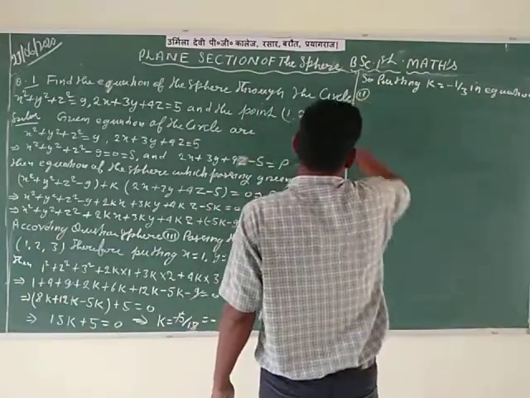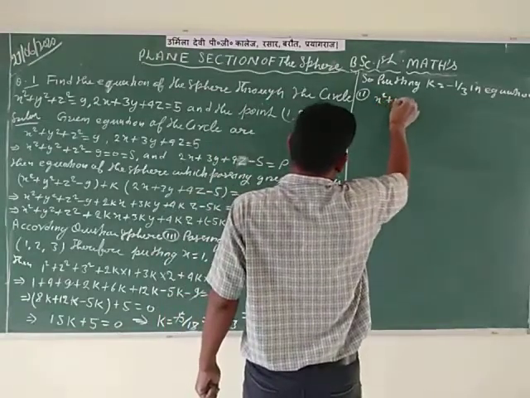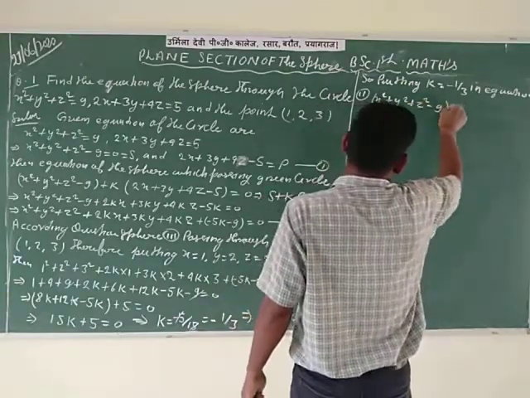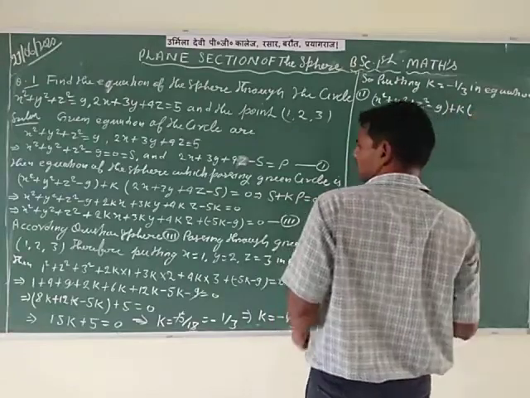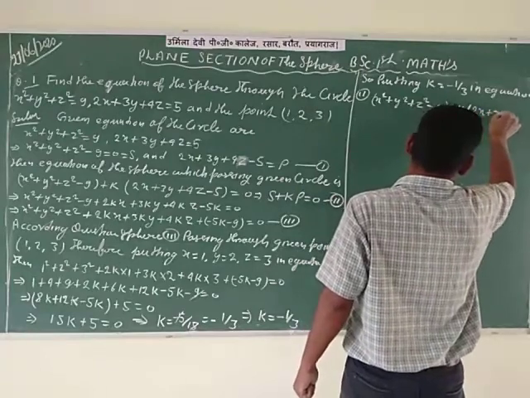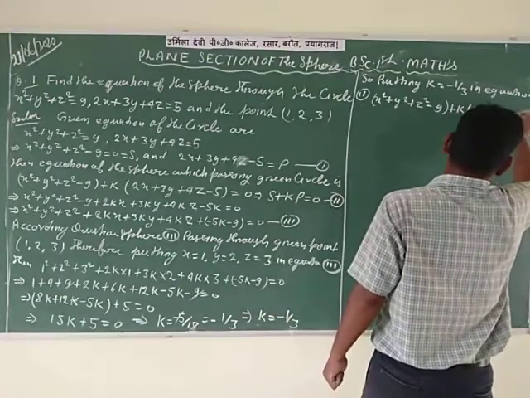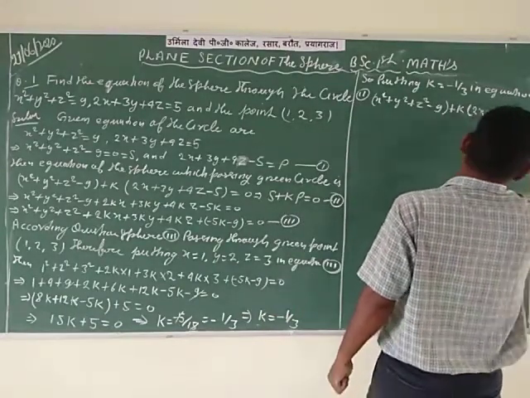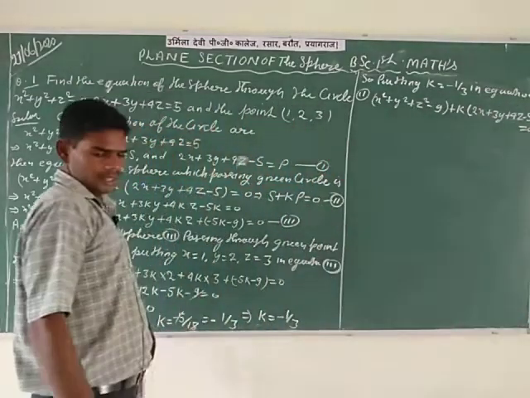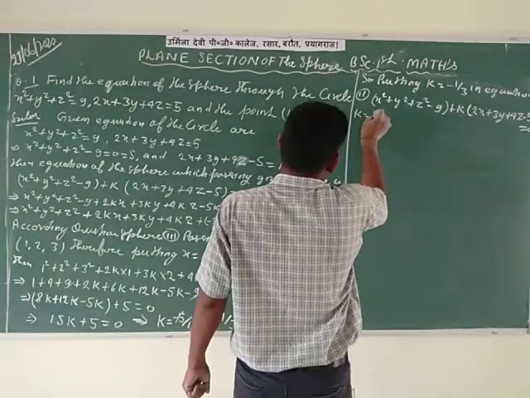Here write equation second. Equation second is x square plus y square plus z square minus 9 in the first bracket, plus k times the second bracket, which is the given plane equation 2x plus 3y plus 4z minus 5 is equal to 0. But k is equal to minus 1 by 3.